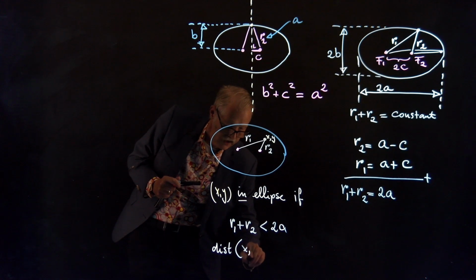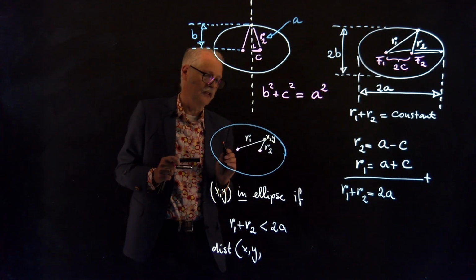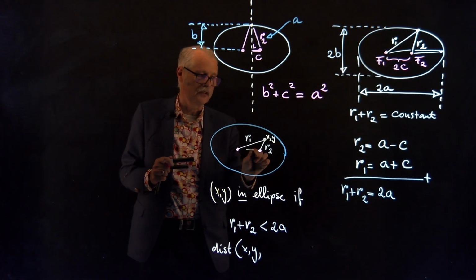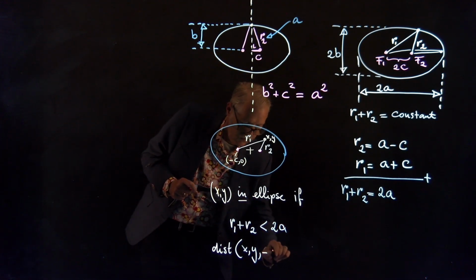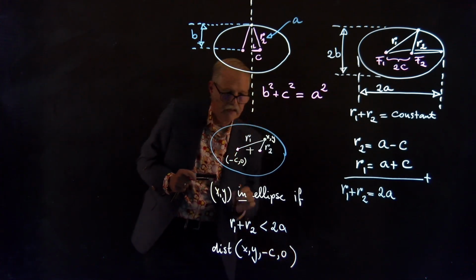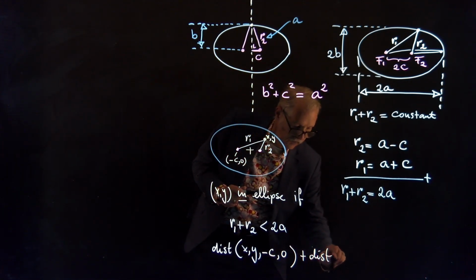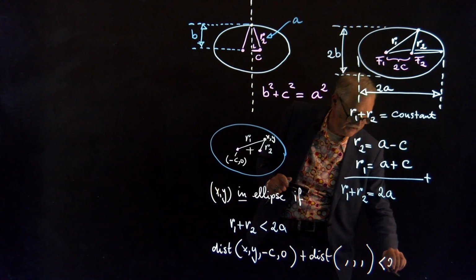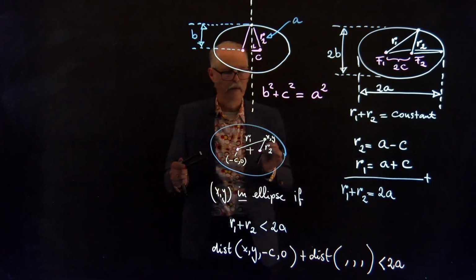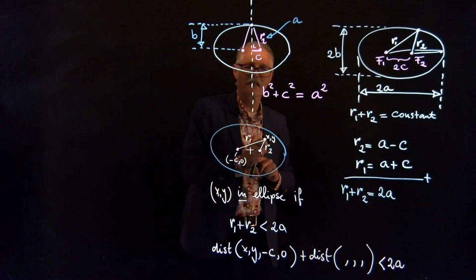So the distance from this point x, y to the x and the y of the focus point, say if the origin is here, and this would be the point minus c, 0. So now we have this one distance. In the same way we can do the other distance. And that sum must be less than 2a. Now we have a very practical test for finding out whether a point is inside the ellipse or not. Of course, this is very useful in a generate and test approach.